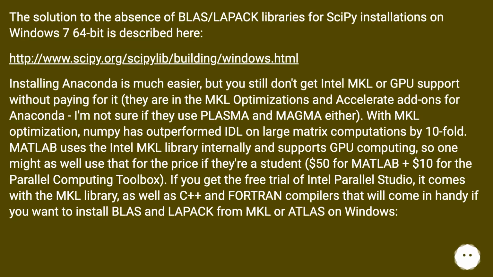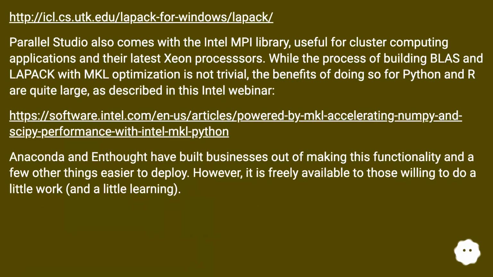If you get the free trial of Intel Parallel Studio, it comes with the MKL library, as well as C++ and Fortran compilers that will come in handy if you want to install Blas and Lapack from MKL or Atlas on Windows. This URL. Parallel Studio also comes with the Intel MPI library, useful for cluster computing applications, and their latest Xeon processors. While the process of building Blas and Lapack with MKL optimization is not trivial, the benefits of doing so for Python and R are quite large, as described in this Intel webinar.